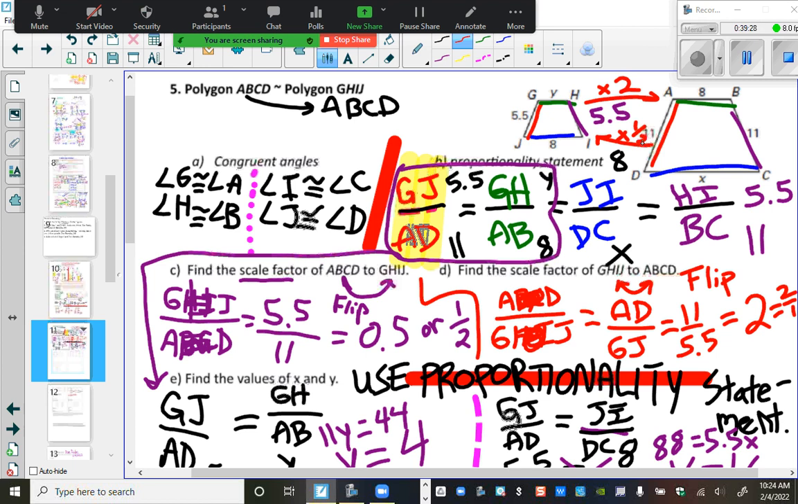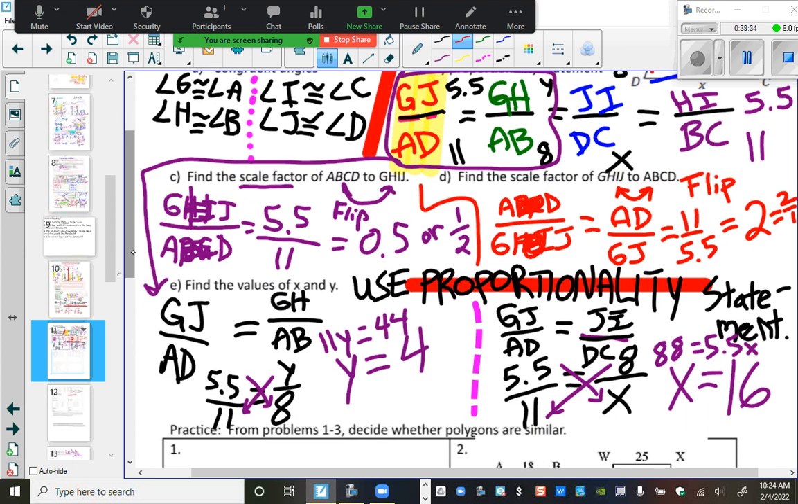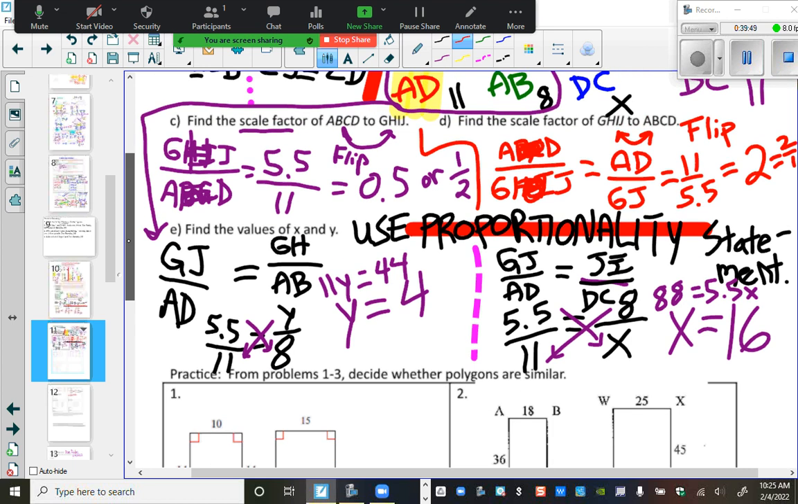Okay. Any final questions on these problems here? All right. Now it gets a little easier for these next three problems. Now we're going to go back to whether or not our problems are similar or not similar.